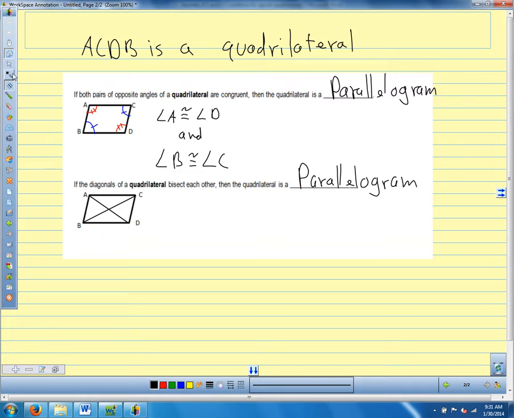And I'm going to call this point in the middle point E. If we want to mark our figure, we could mark it like this. Those would be congruent, and those would be congruent.